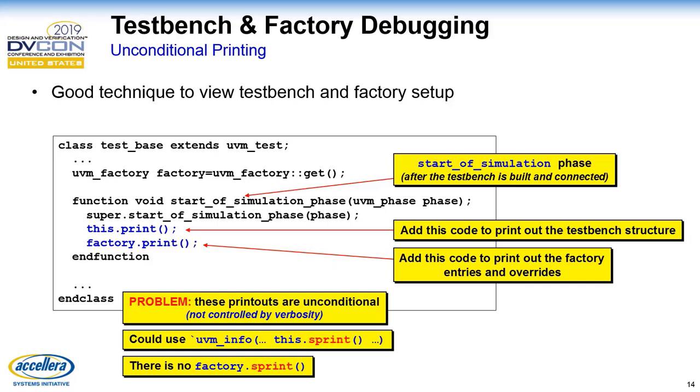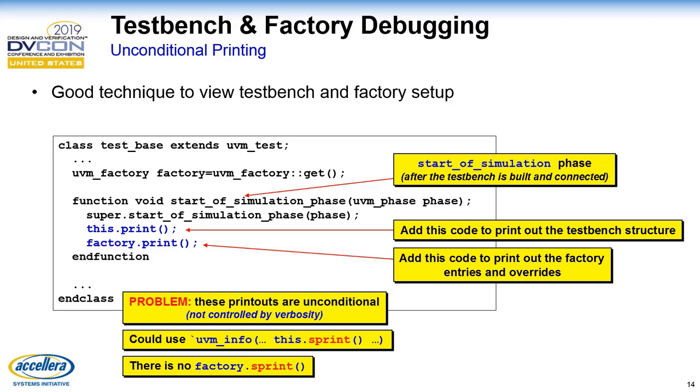Remember, you've got build, connect, end of elaboration, start of simulation. Most of the important work is during build and connect, and end of elaboration is for some final settings that you might want to put in there. Start of simulation, I think of as my pre-run phase. Is there anything I want to do before I ever start running the simulation? I stick it in start of simulation. And this is what I put there.